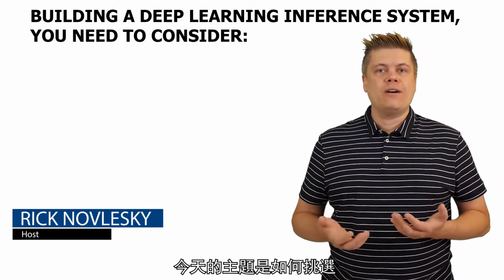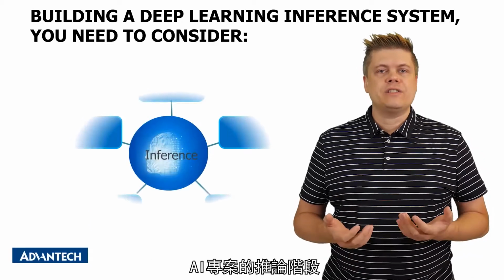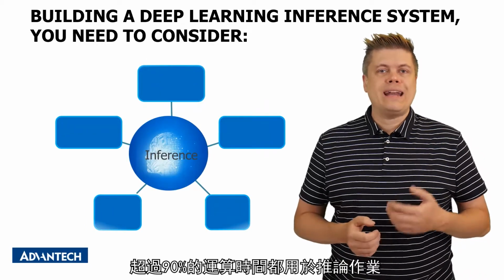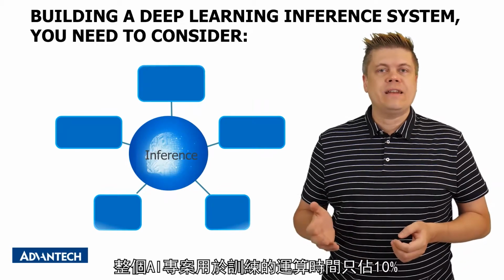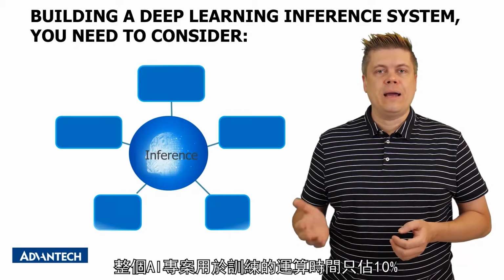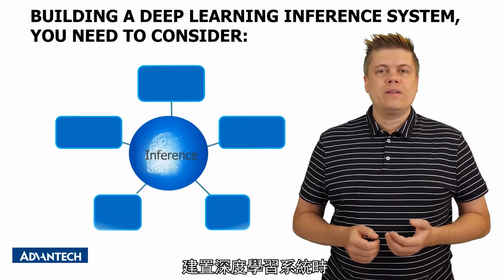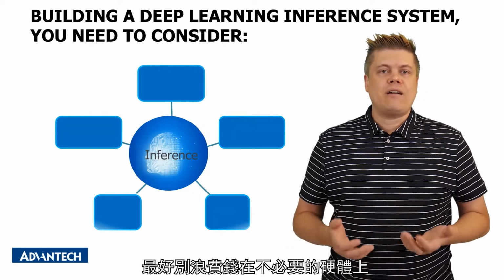Today, I wanted to talk about choosing optimal hardware for deep learning inference. The inference phase of AI projects is where most of the compute cost is, with over 90% of the compute time spent in inference and only 10% of overall AI project compute time spent on training. One of the things you don't want when building a deep learning system is to waste money on unnecessary hardware.